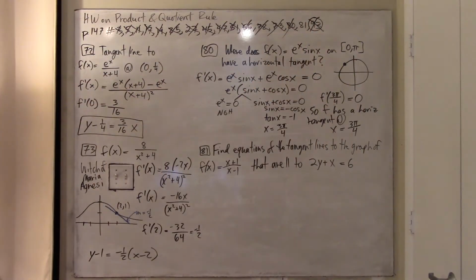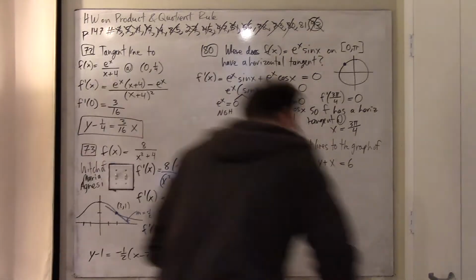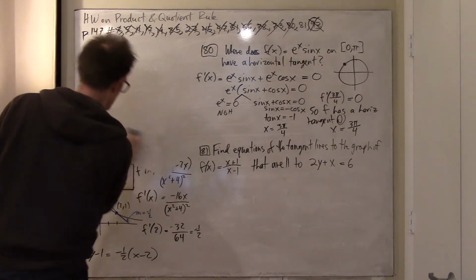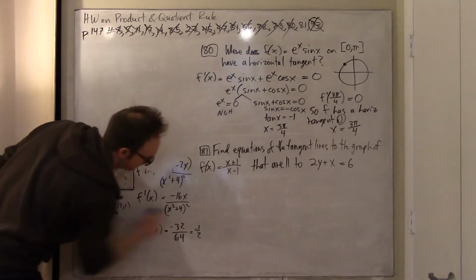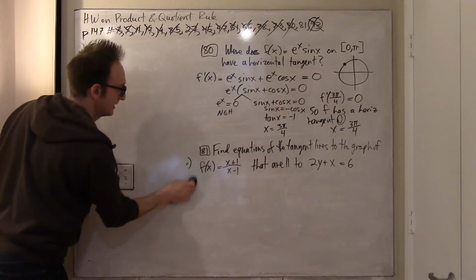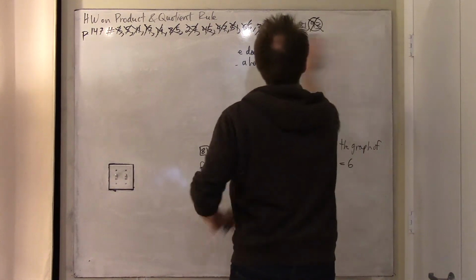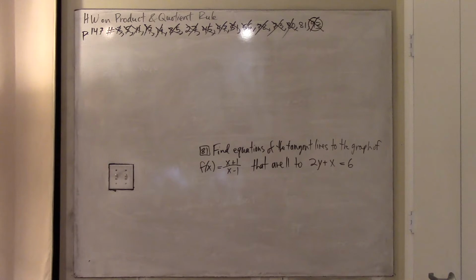Last problem, number 81, and I actually don't think I can squeeze this problem into this space, so I'll do a quick erasing, just so I have the whole board to work with here. Right, so find equations of the tangent lines to the graph of f of x equals x plus 1 over x minus 1 that are parallel to the line 2y plus x equals 6.